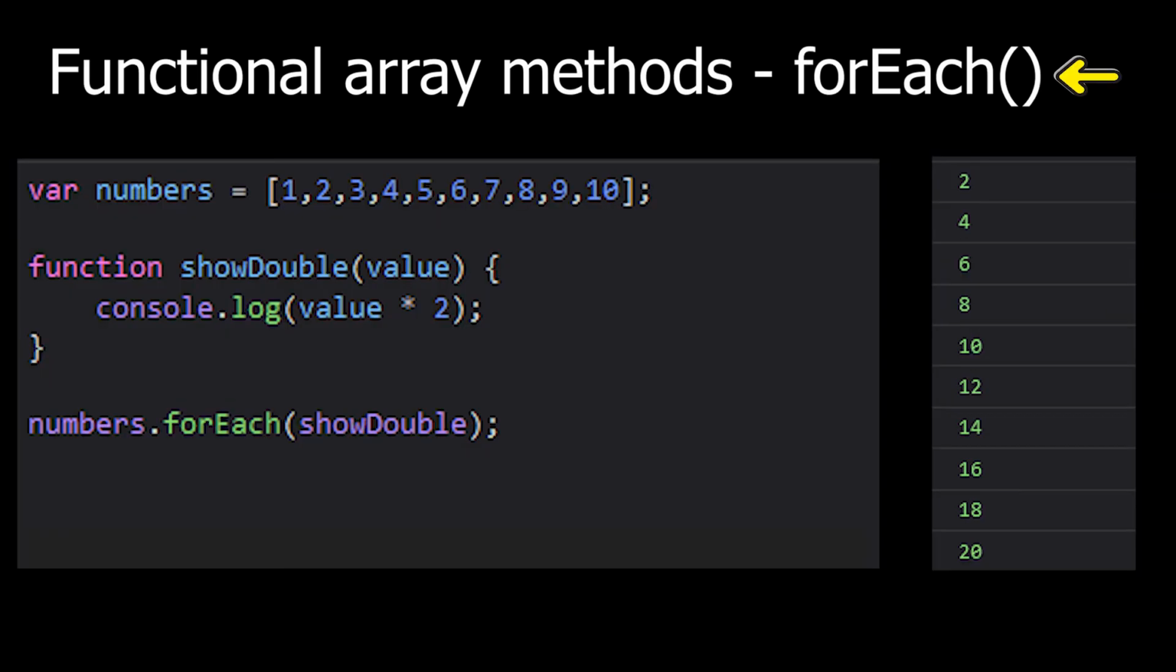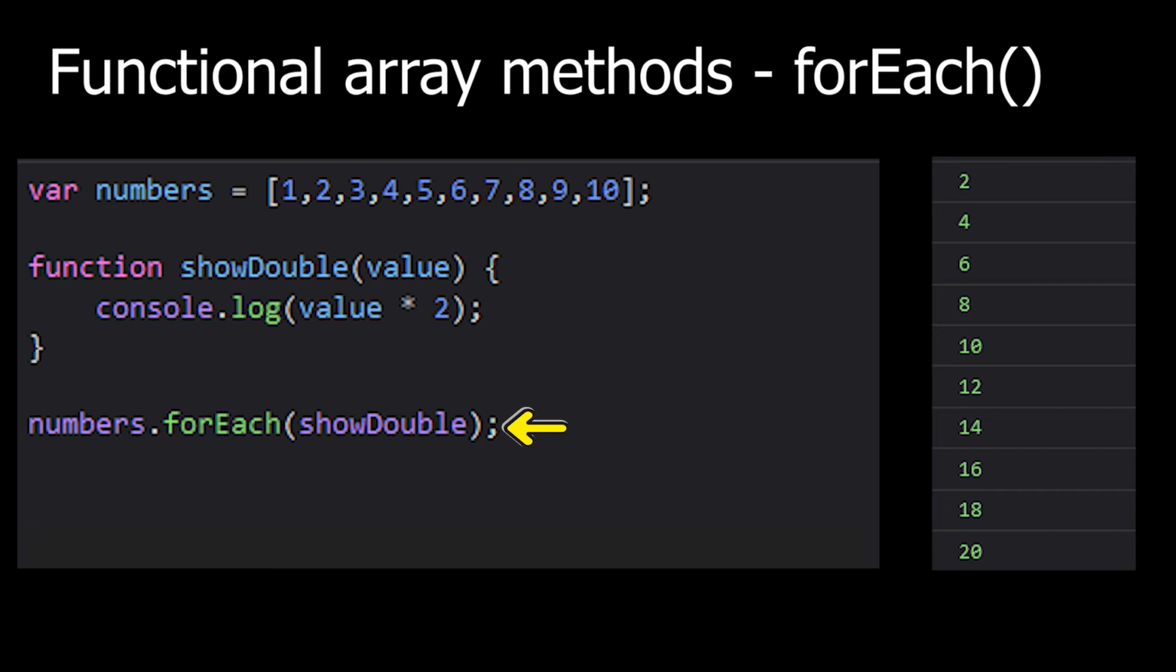In addition to using loops to iterate arrays, you can also use what are known as functional array methods. The first one we'll look at is forEach. The forEach method accepts a function as an argument, and it simply calls this function for each element in an array. Here we have an array of numbers, and we're calling forEach by passing the function showDouble as an argument.